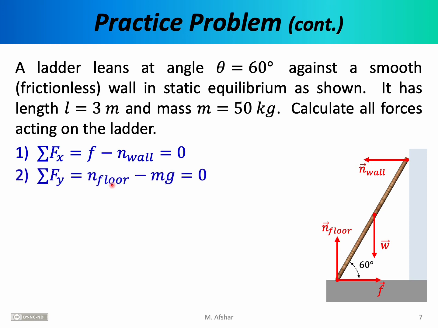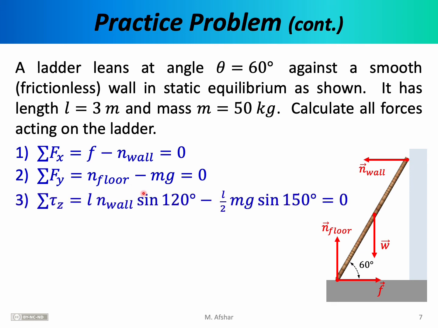However, we know that the sum of the forces in the y direction must also be 0. In the y direction, we have n of the floor, and we have w, which is pointing in the negative direction. We know the magnitude of w, it's simply mg, and this formula is quite useful because it can immediately be solved for n floor.